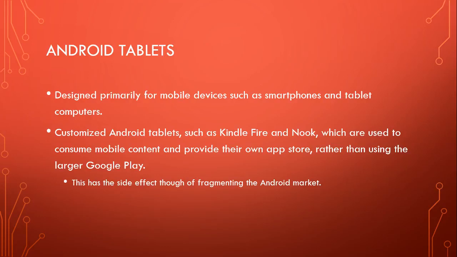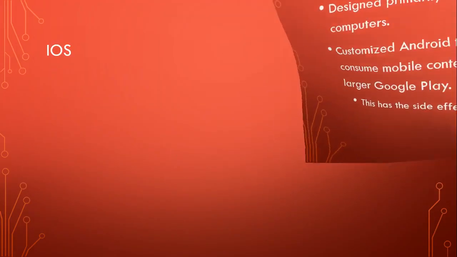Now, one of the downsides of the Android market, because you have everybody making their own flavor of Android, is that this has a side effect of fragmenting the Android market. So like Kindle Fire and Nook are run by Amazon, which means that you have to use Amazon stuff. You don't have access to Google stuff. So if you wanted to put that stuff on, it kind of debilitates you a little bit.